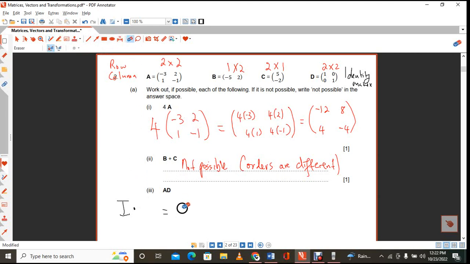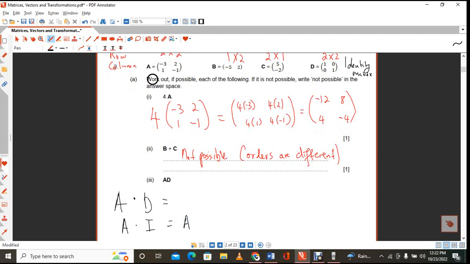So that identity matrix, let me just say, this is D. Let's write it the way it is there. So this is going to be A times D, right? A times our D is the same as the identity matrix. So we'll get exactly the same matrix back. Okay, so we'll get the same matrix back.